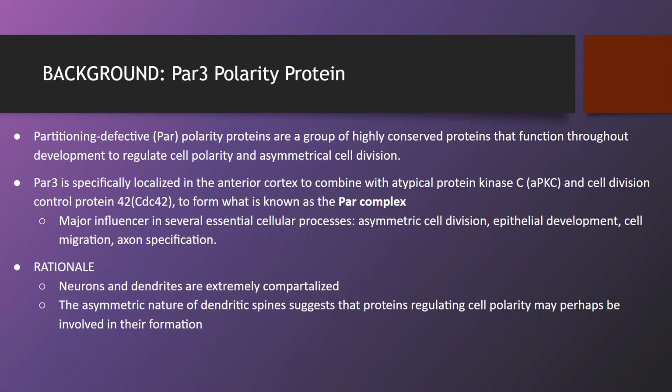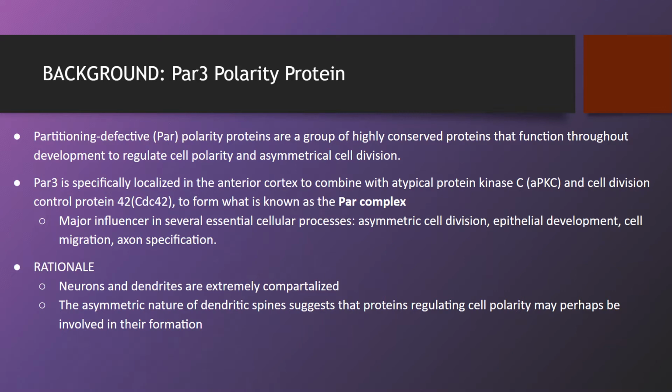Now moving on to the project's gene of interest, PAR3. PAR3 is part of the partitioning-defective polarity class of proteins, a group of highly conserved proteins that function throughout development to regulate cell polarity and asymmetrical cell division. Of these, PAR3 and PAR6 are specifically localized in the anterior cortex to combine with atypical protein kinase and cell division control protein to form what is known as a PAR complex. The PAR complex signals to numerous pathways, making them a major influencer in several essential cellular processes.